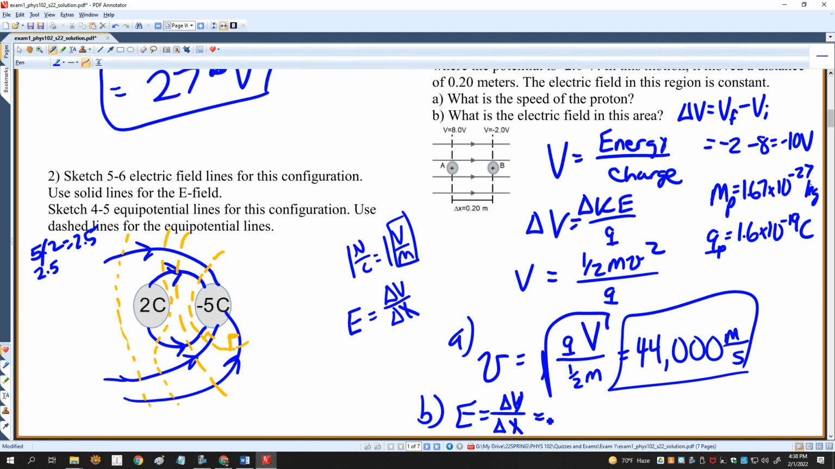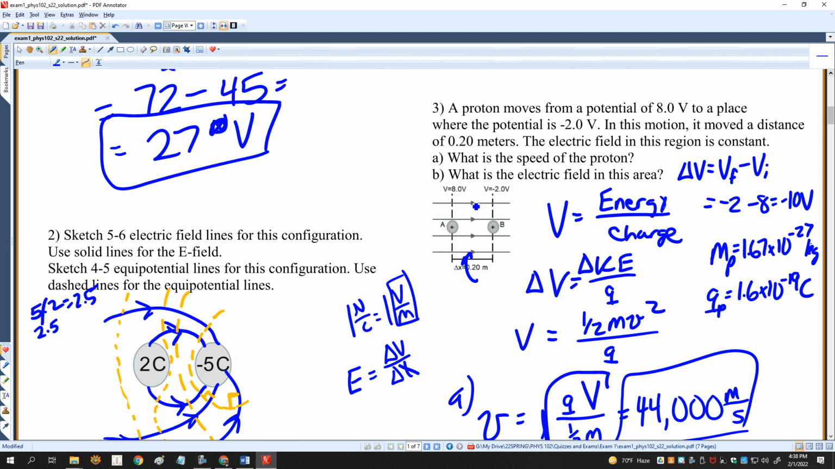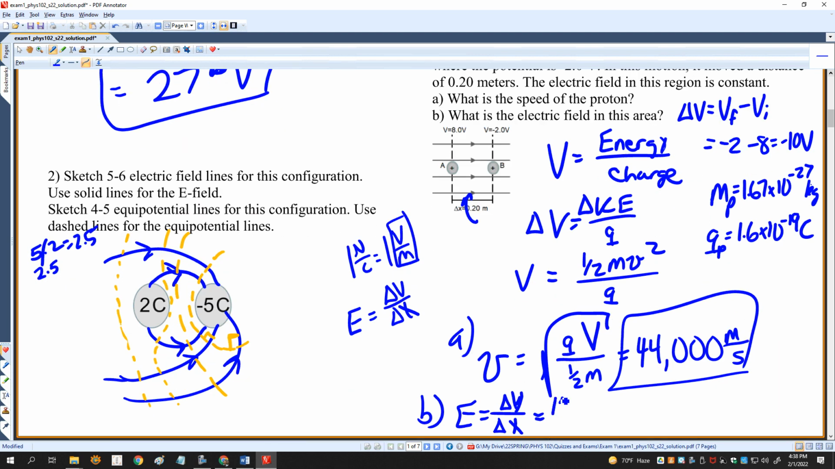That means that I can figure out the electric field, the magnitude of this vector, just by looking at the change in potential over a given region, and that's really useful. So my delta V is 10 volts. My delta X, I'm told, is 20 centimeters or 0.2 meters, and so that's 10 divided by 0.2, which is 50 newtons per coulomb, or let's call it more particularly volts per meter. So that is the magnitude of the electric field.